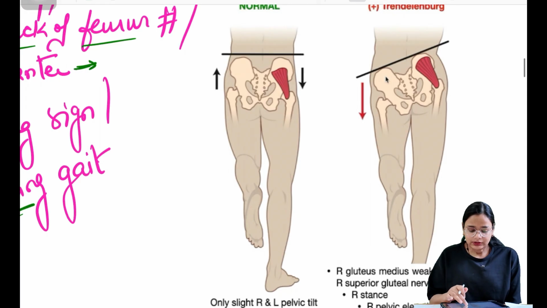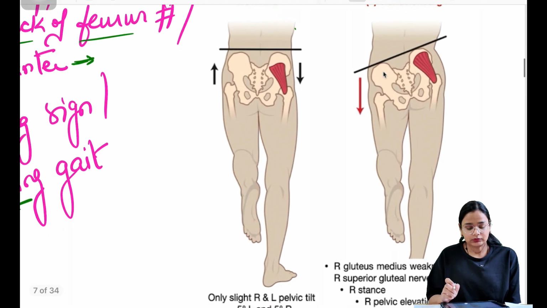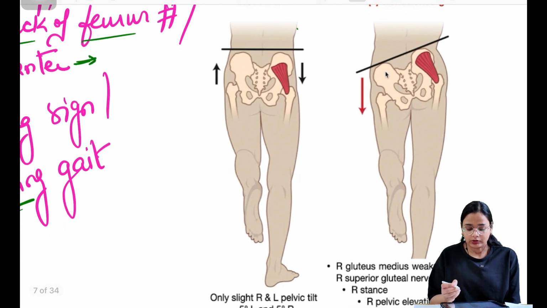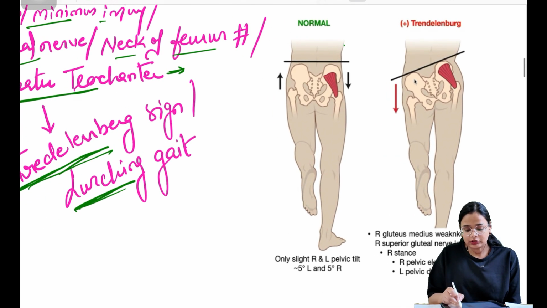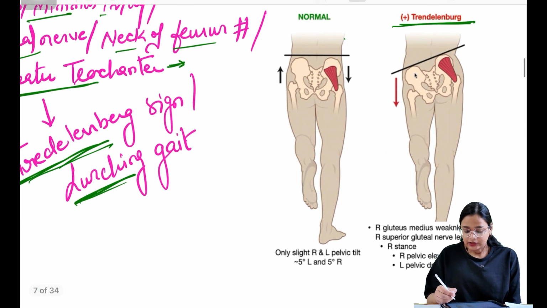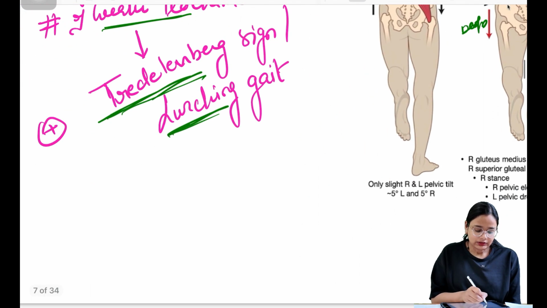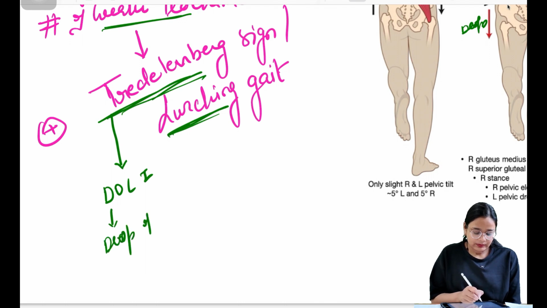So here you can see the normal stabilization of the hip during walking, but here you can see a positive Trendelenburg. Positive Trendelenburg means whenever the patient is walking, the opposite side of the pelvis drops. So for this Trendelenburg sign, you need to remember DOLLY. DOLLY means drop on the opposite side, and lurching on the same side, or ipsilateral.